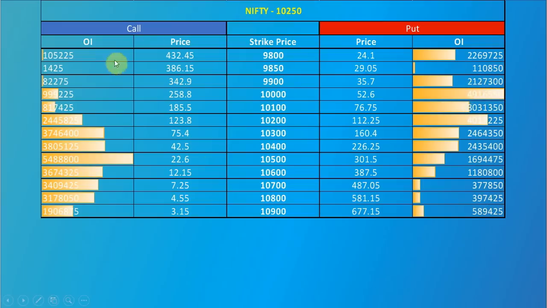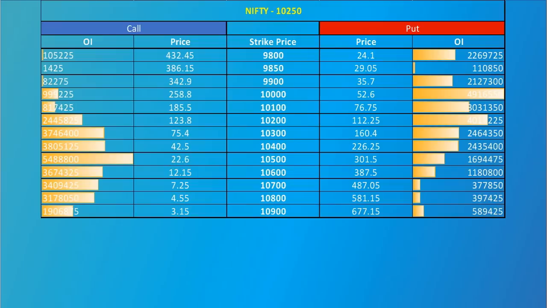And when you look at the call option, the highest build-up of open interest is with respect to 10,500. Okay, what do I see out of this? Because the 10,500 call option is trading at close to 22 rupees.